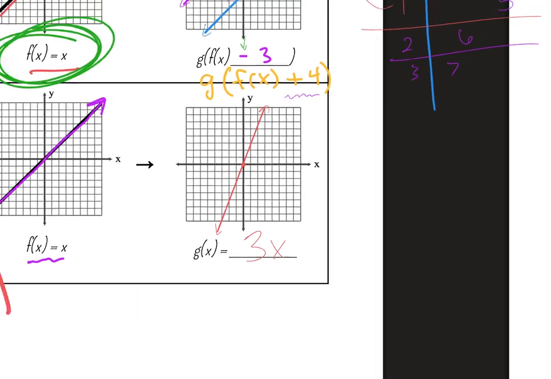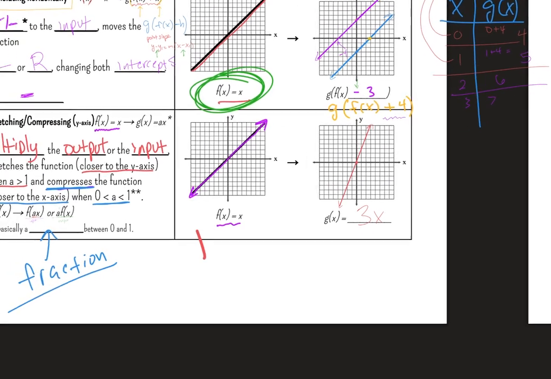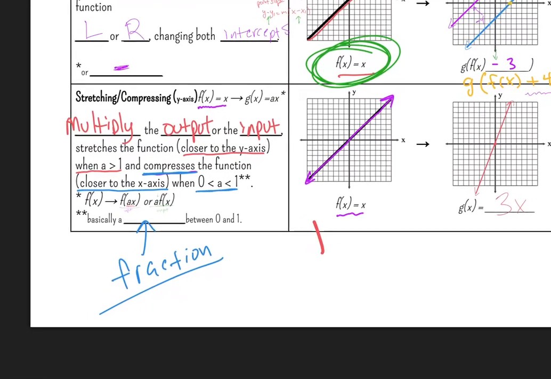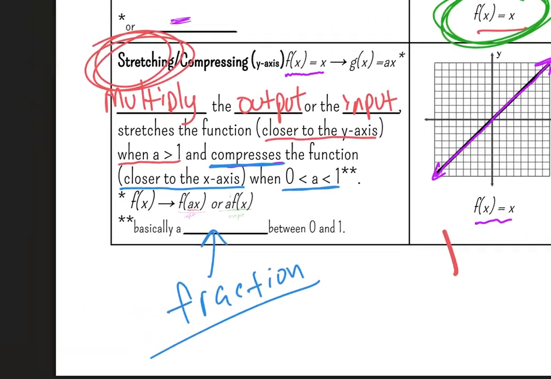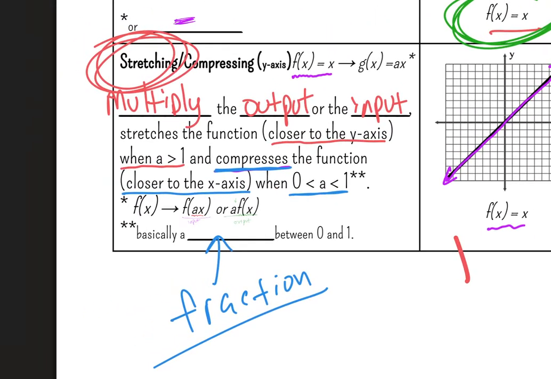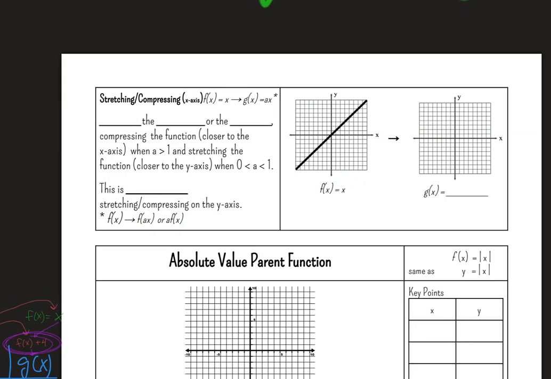Now, normally it looks like this. This guy looks like this. He has been stretched. Stretchity stretchers, and that's what we just did. When a is greater than 1, you're stretching. And what is our a here? Our a was 3. So we just stretched that thing. Now let's do a compression.